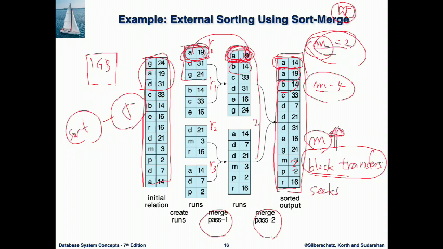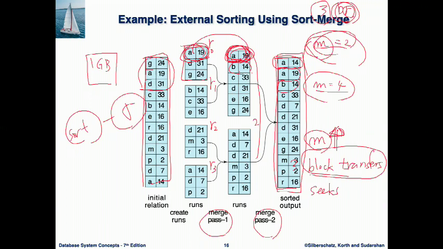So in this case, here's the number of blocks in relation R, and there are 3 accesses, okay? 2 reads and 1 write. 1 read, 1 write in the first pass, and 1 read and no write in the final pass, so 3 accesses. So 3 block transfers multiplied by the number of blocks.